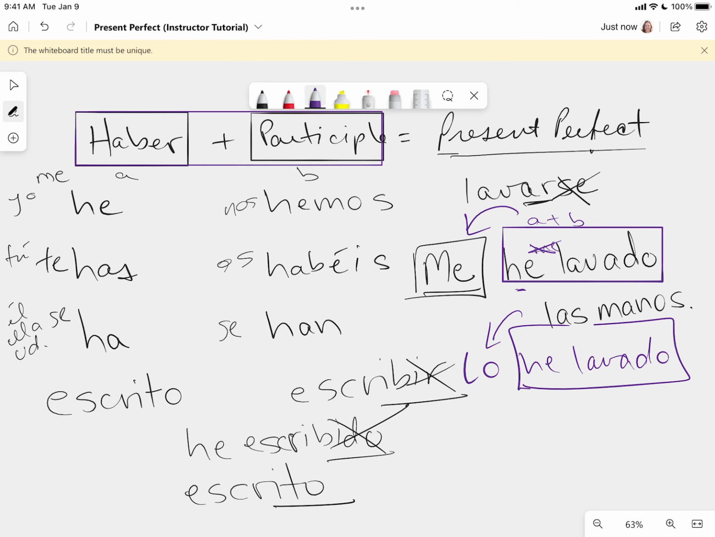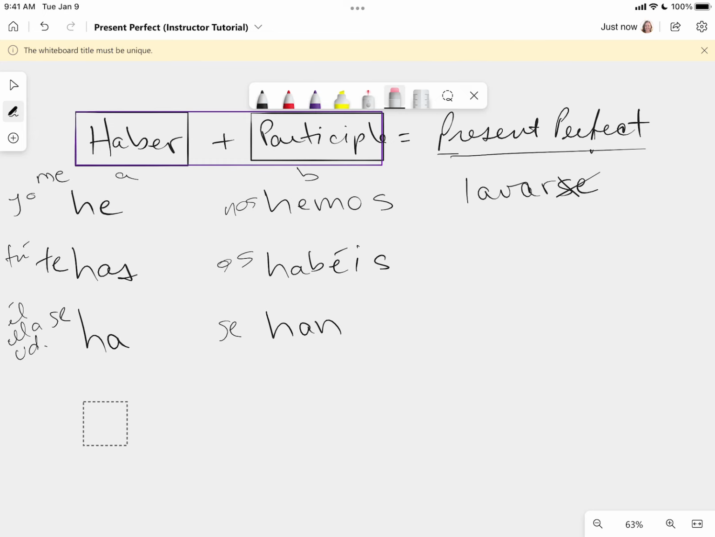Oh, I forgot to tell you about ya and todavía. So oftentimes with this verb tense, we use ya, already, and todavía, yet. Todavía equals yet, and ya, already.